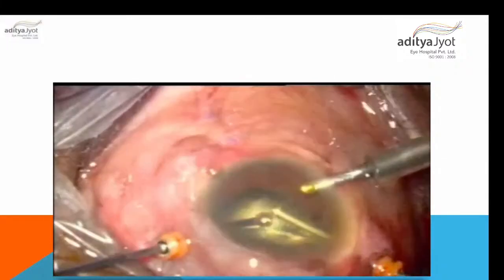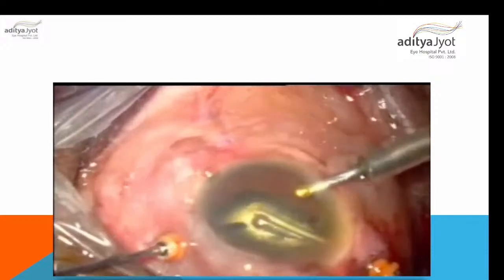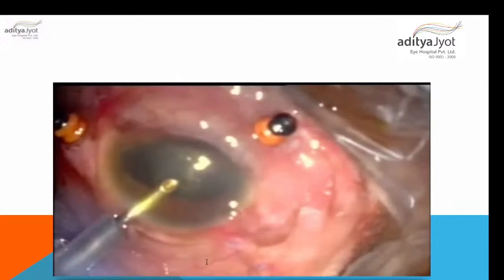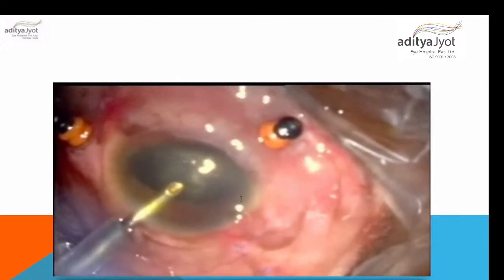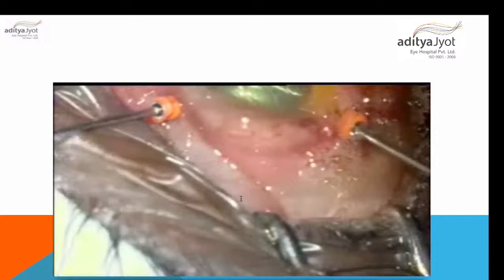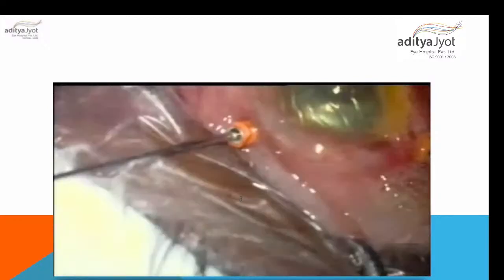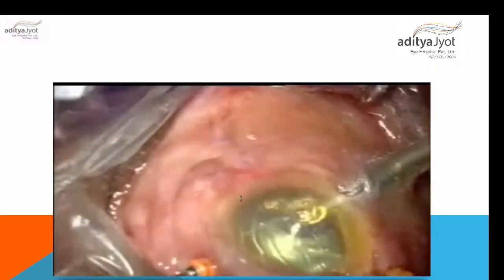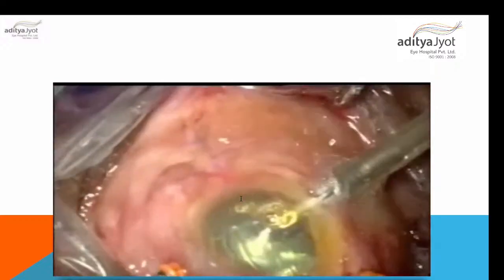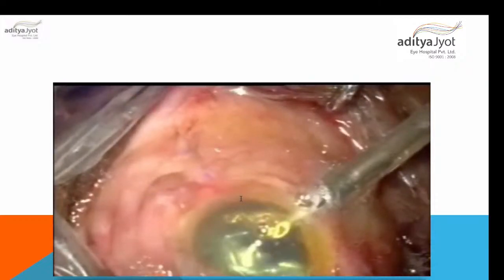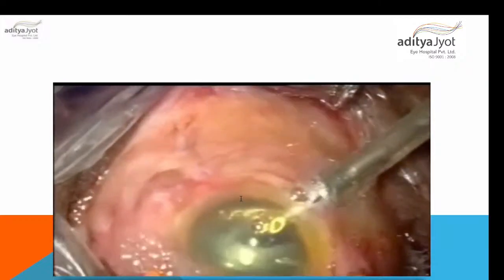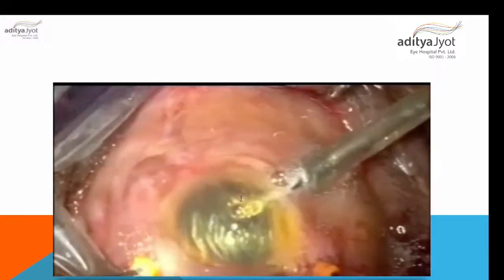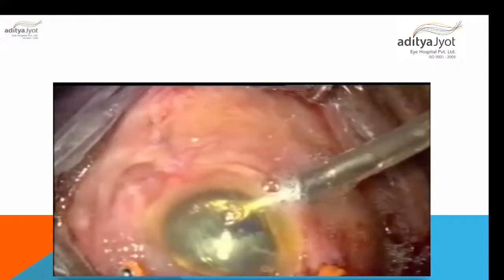I'm using a one-sided endoilluminator, the 3-port pars plana vitrectomy. And at present, after reattaching the retina, I'm using the same AC maintainer to inject the silicone oil, and in the AC I use air, so that from the cornea to posterior to the iris you have the air bubble, so that the silicone oil is not filled more than what is required. And then I complete the oil injection.